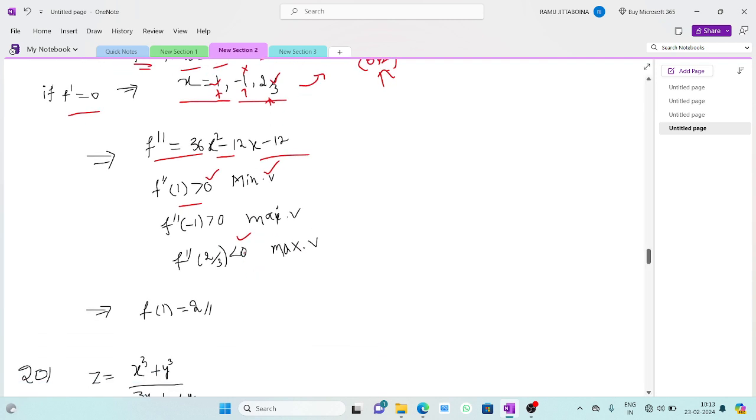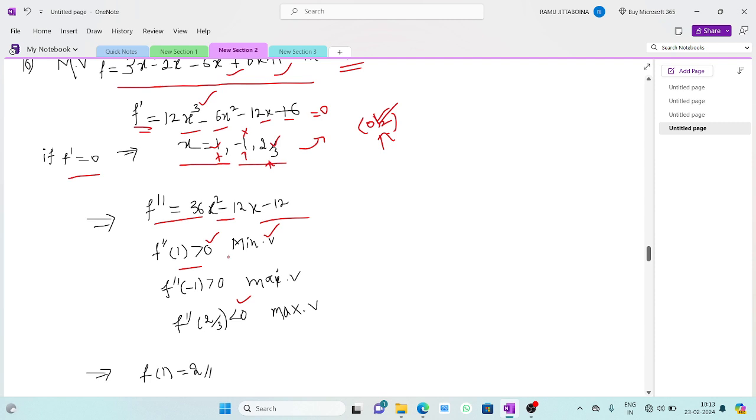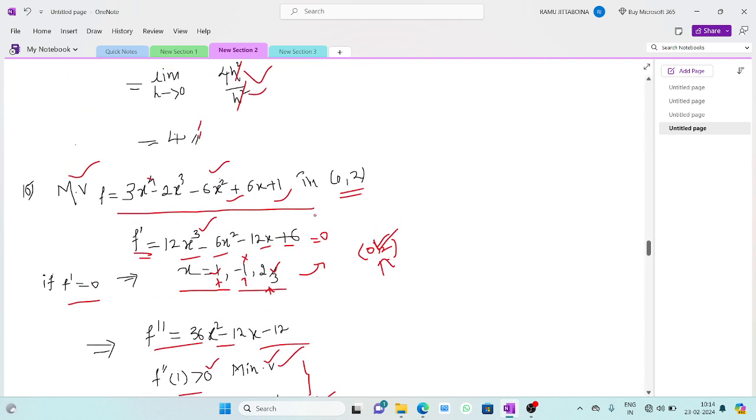So I just substituted those points, 1, minus 1, 2 by 3. I get both 1 and minus 1 greater than 0, which means they are minimum points, and 2 by 3 is the maximum value. So this case does not work, and this case also does not work. I already told you minus 1 is outside of the interval. He already provided the interval 0 comma 2, so it is outside the interval and we are not going to use that one. So only 1 is the minimum value for this function.